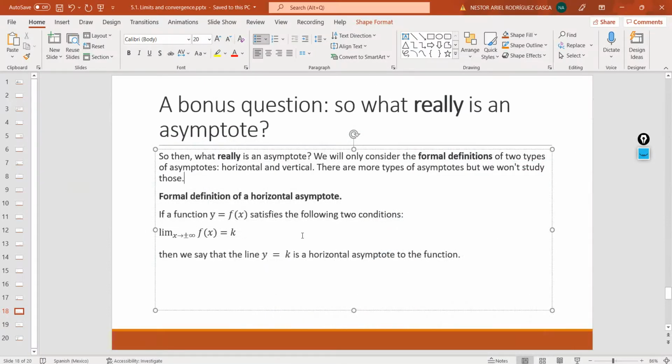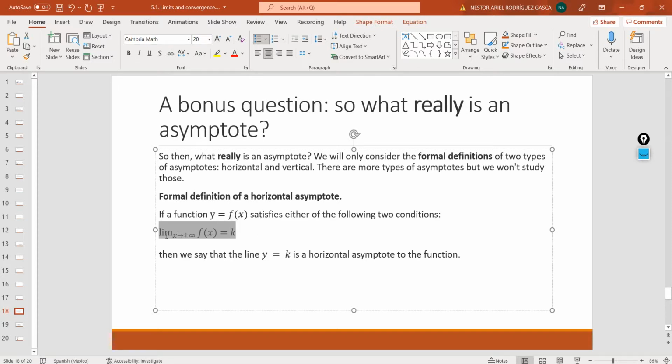Okay, so let's see. What is the formal definition of a horizontal asymptote? It's like this. First, suppose you have a function y equals f of x, and if that function satisfies either of the following two conditions, okay? What do I mean by two conditions? I mean the case with the plus and the case with the minus in here separately.